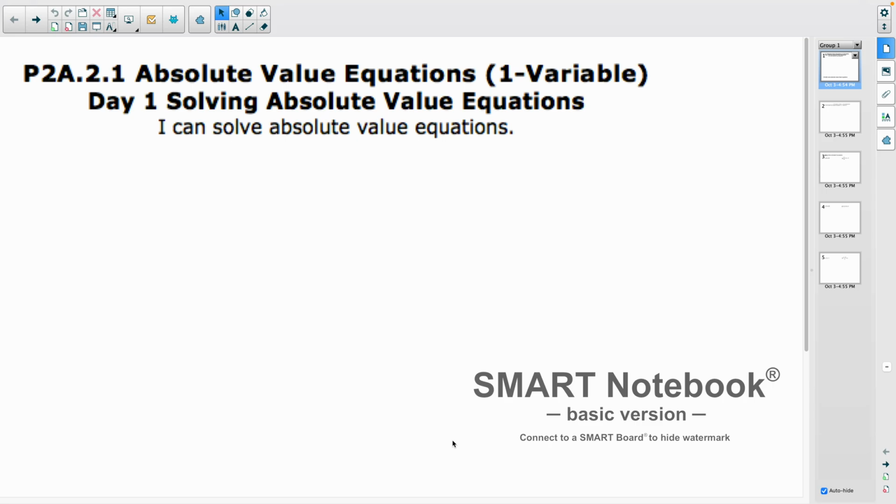Talk about absolute value. We're going to talk about solving absolute value equations today. We're going to talk about solving absolute value inequalities. So those are the two things that we're going to discuss today.